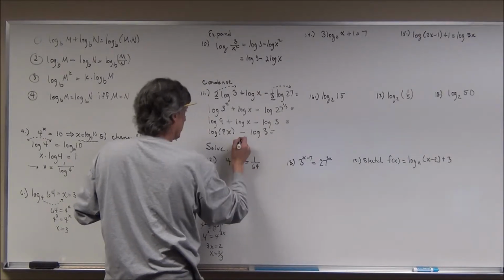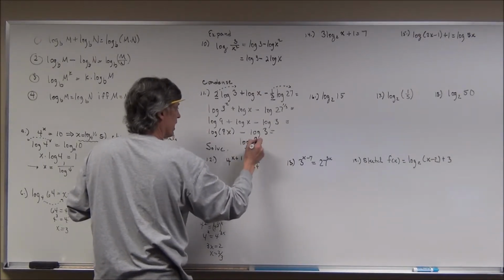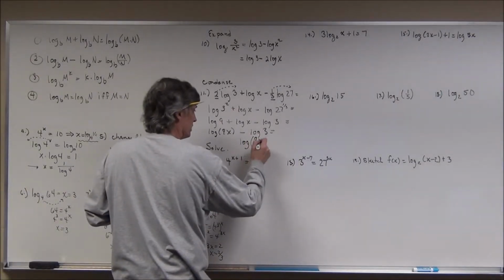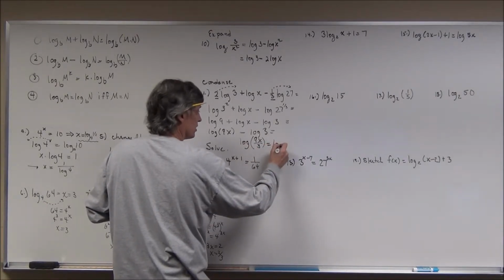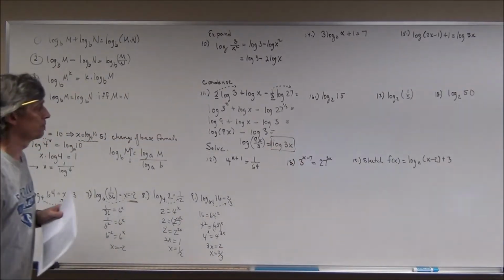So this is going to equal the log of 9x over 3. Now if you left it just like that, the teacher might take something off because 9x over 3 does simplify. You can divide top and bottom by 3, and this is the log of 3x, and that would most likely get you full credit.